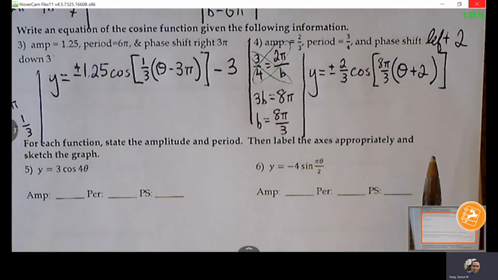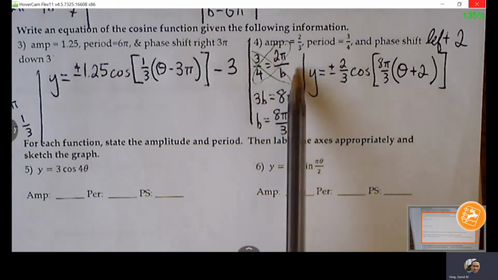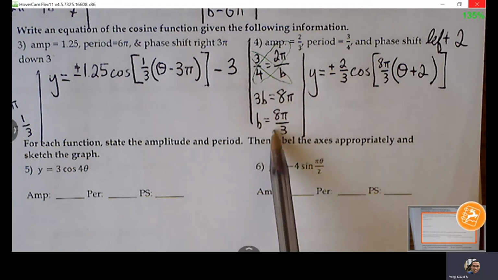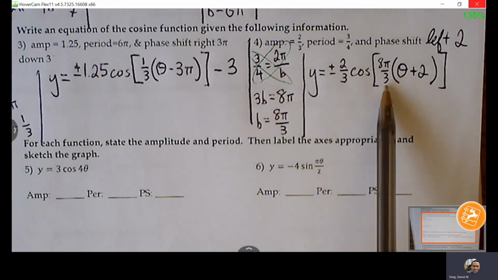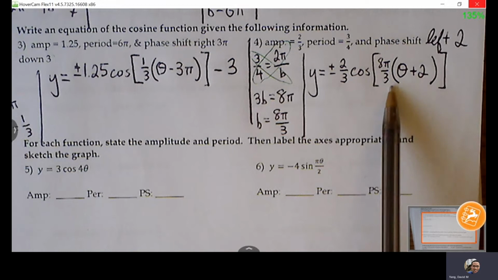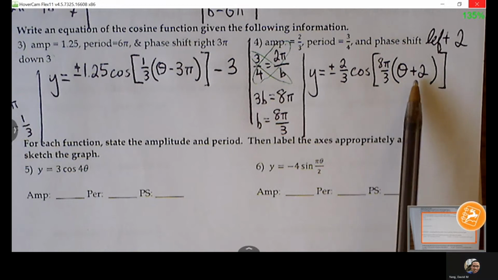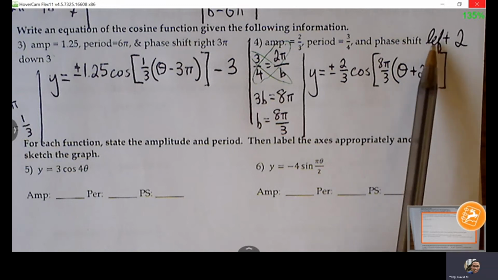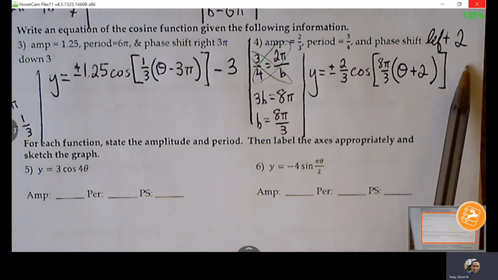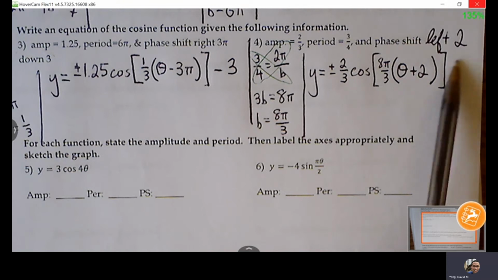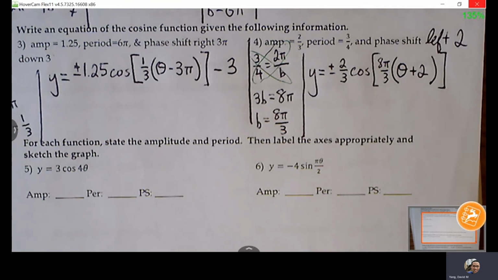Okay, check your number 4. Any questions here? All right, we start with our formula, we cross multiply, we solve for b. Once we insert our b value, make sure it's cleanly outside a set of parentheses. Shift left 2 units, so that's going to be a +2. No vertical shift, so nothing, no numbers outside here.